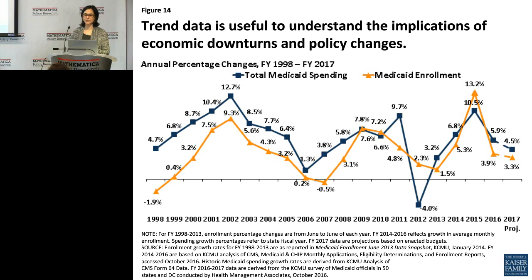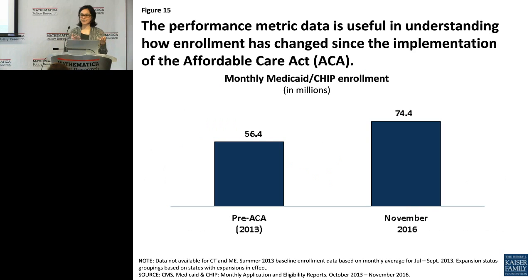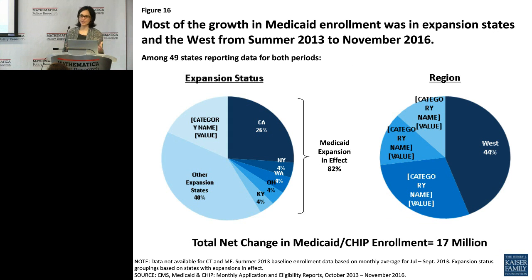The performance metric data is also pretty useful and helpful in understanding changes from pre-ACA to post-ACA. No, it does not give us how many people have been made newly eligible by the ACA, which is a question we often get. But it is helpful in looking at that snapshot from one point in time to another. And it does have state-by-state data, so we're also able to look at a breakout of, okay, there are 17 million more people than from the summer of 2013. So where did those people come from? Largely, of course, from states that expanded the Medicaid program, with more than a quarter coming from increases in California.